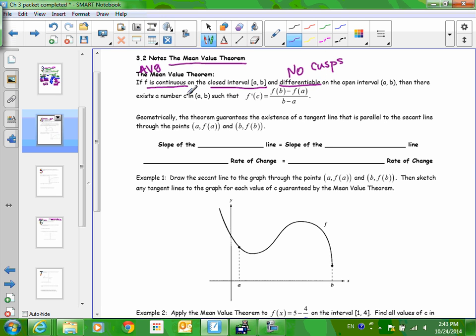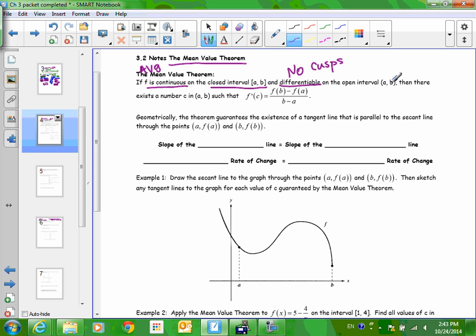All right? Extreme value theorem works with cusps. Mean value theorem does not work with cusps. Because the derivative at a cusp is what? It doesn't exist. And this is going to be about derivatives and about slope and all that.